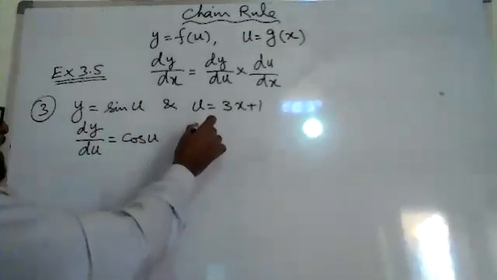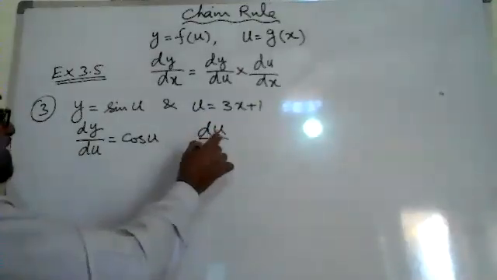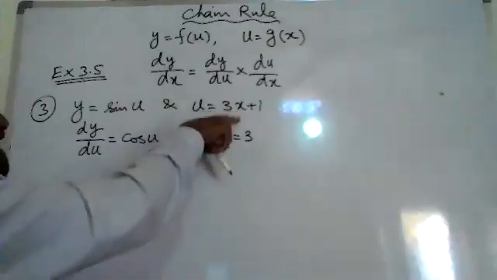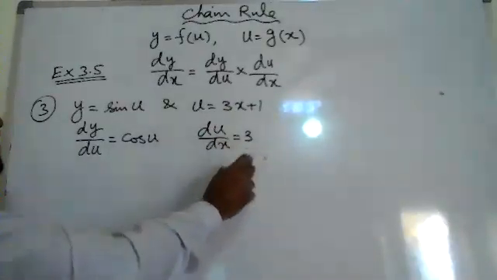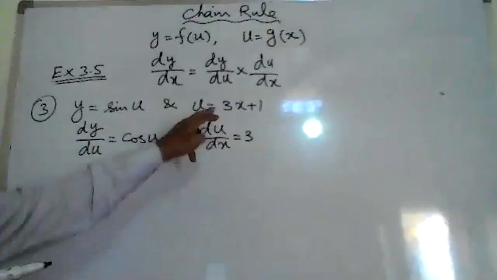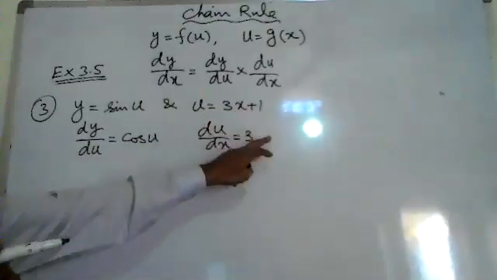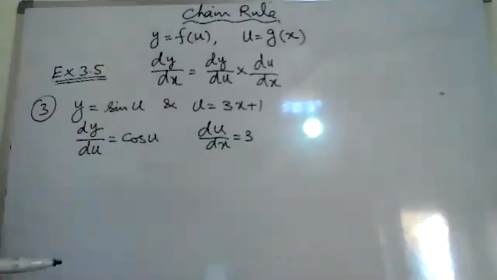In the same way, du upon dx will be equal to 3 into the derivative of x, that is 1. So 3 into 1 will be 3, plus the derivative of 1, which will be 0. So the answer is 3 only.